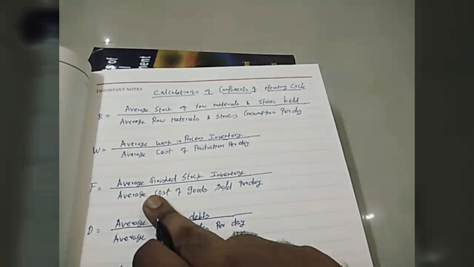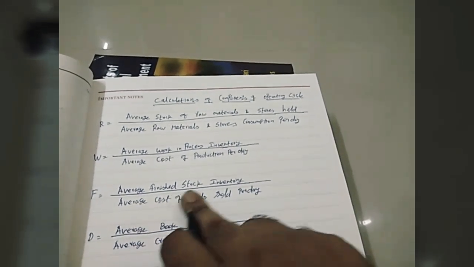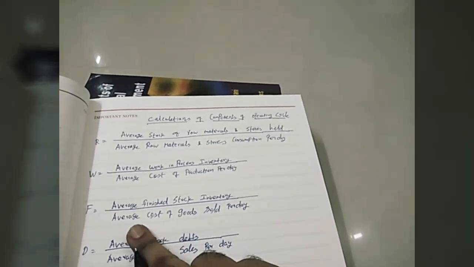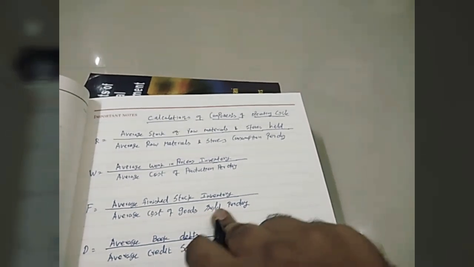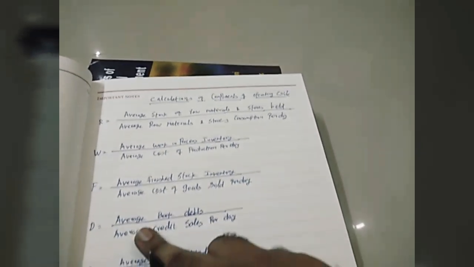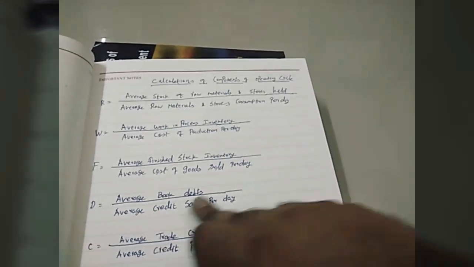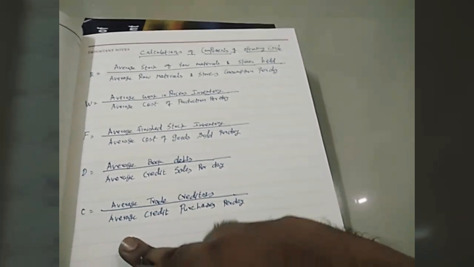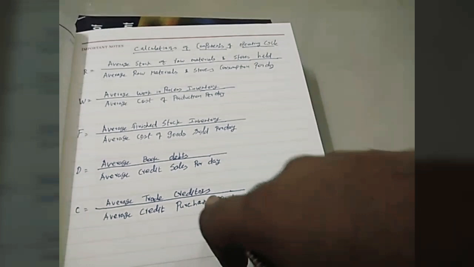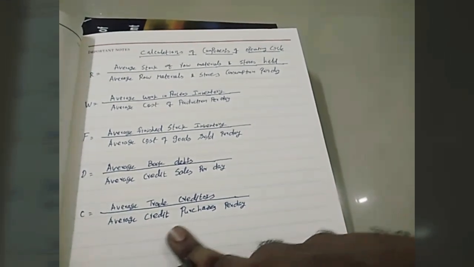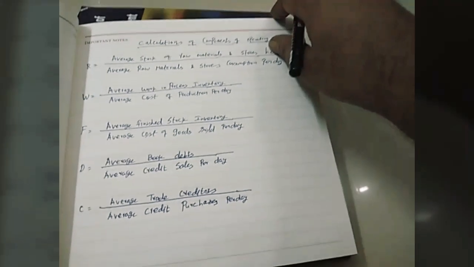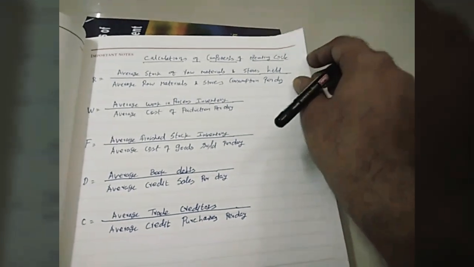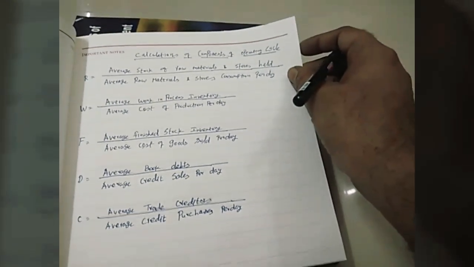F represents finished goods: average finished stock or inventory divided by average cost of goods sold per day. D represents debtors collection: average book debts divided by average credit sales per day. C represents creditors payment: average trade creditors divided by average credit purchases per day. These are the basic theoretical perspective for the working capital management.